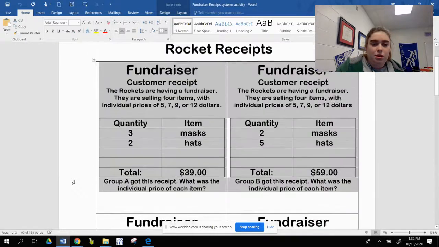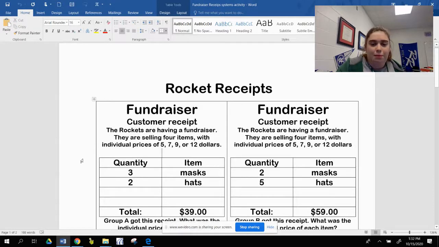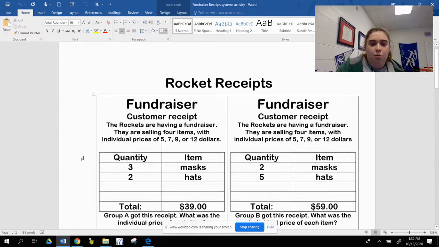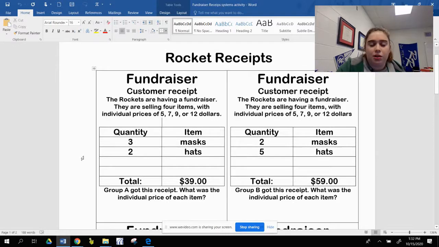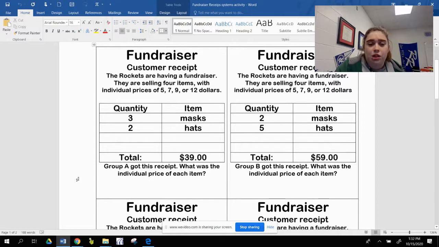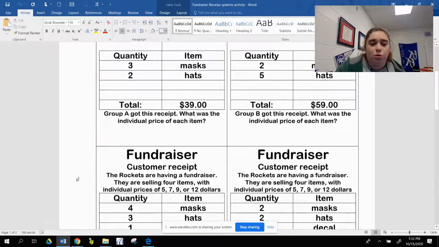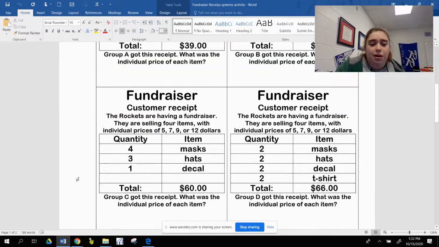Okay, so these receipts are for a rocket fundraiser that is happening. So they're having a fundraiser and they're selling 4 different items. Those 4 items have individual prices of $5, $7, $9, or $12. Okay, so on each receipt you have different items in different quantities, and then you have the total that adds up to on each receipt.